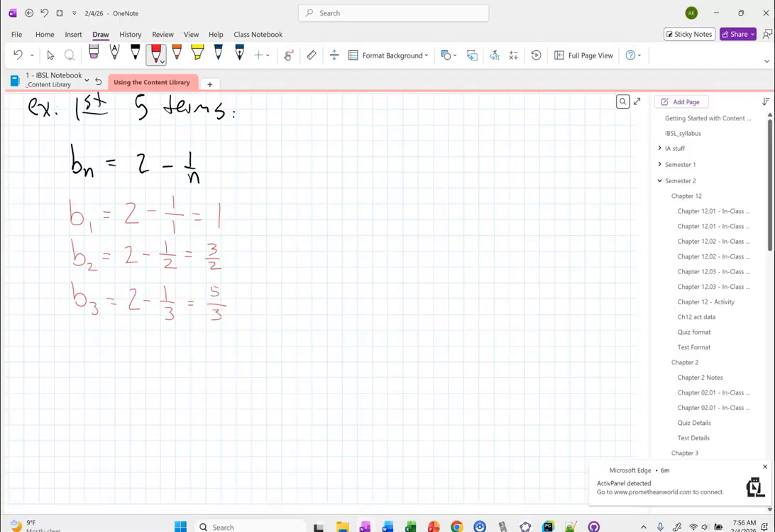The third term would be 5/3. Then 7/4. And then 9/5. And again, if you wanted to write those as decimals, you could, that's fine. I prefer fractions because it's a little bit easier to write on the board computationally. Does everybody feel okay as to how I generated terms from an explicit formula of a sequence? That should be relatively easy.